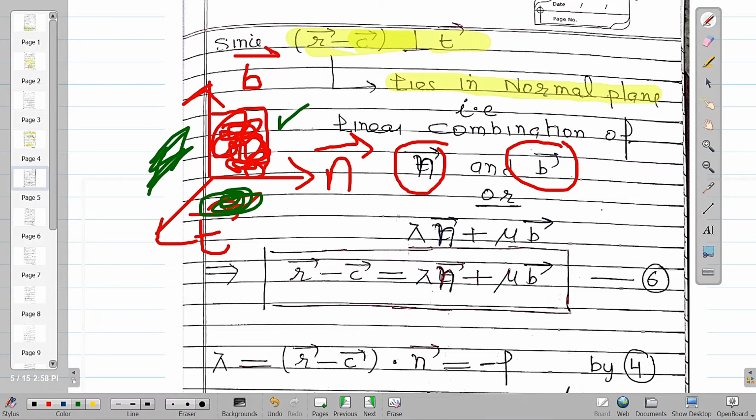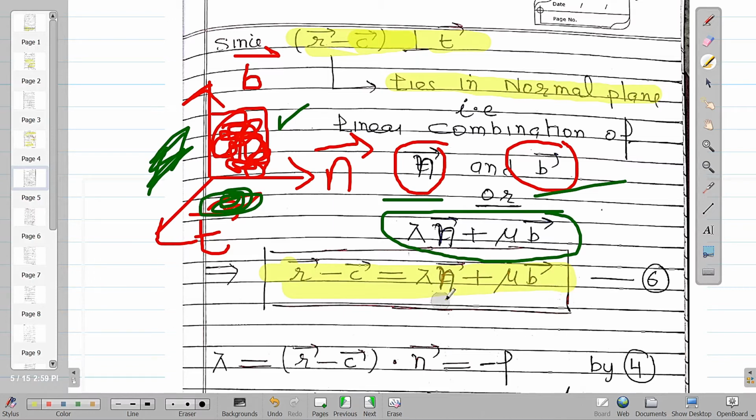So if it is a combination of n and b vector, we can write r minus c as a linear combination, lambda n plus mu b, where lambda and mu are scalars. So this equation can be written in this form. Clear? So here we have r vector, c vector, lambda times n vector plus mu times b vector. That is our required equation. But this equation will be at the final stage, when we find the values of lambda and mu.